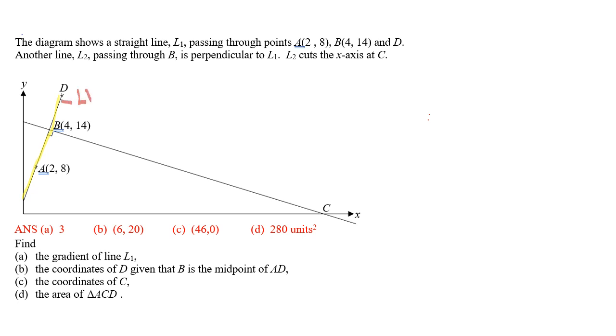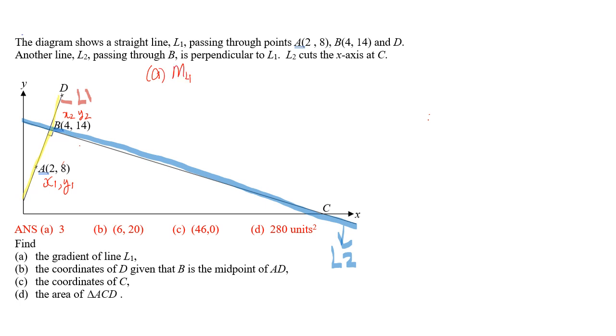And then the blue one is your L2. Okay, right. And L1 and L2 are perpendicular to each other, they intersect at the point B. Okay, so what do we need to do? Find the gradient of L1. All right, so that's quite easy. Finding gradient of L1, so we just label point A as x1, y1, point B as x2, y2. All right, so part A, gradient of L1.